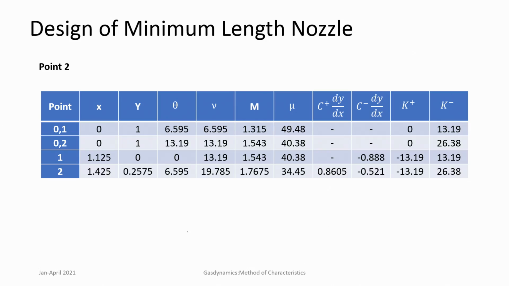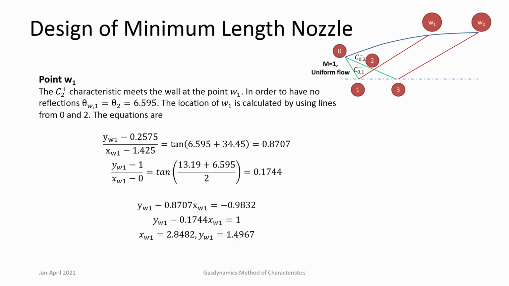So, it is slightly downstream of point 1 and slightly above the line of symmetry, and here the flow is having an angle of 6.595 degrees. Okay. So, now we look at the first wall angle. If you follow this particular characteristic, C plus characteristic, after point 2 it goes to the wall point. Now, in order to ensure that there is no wall cancellation, the angle at the wall should be equal to the angle of the flow.